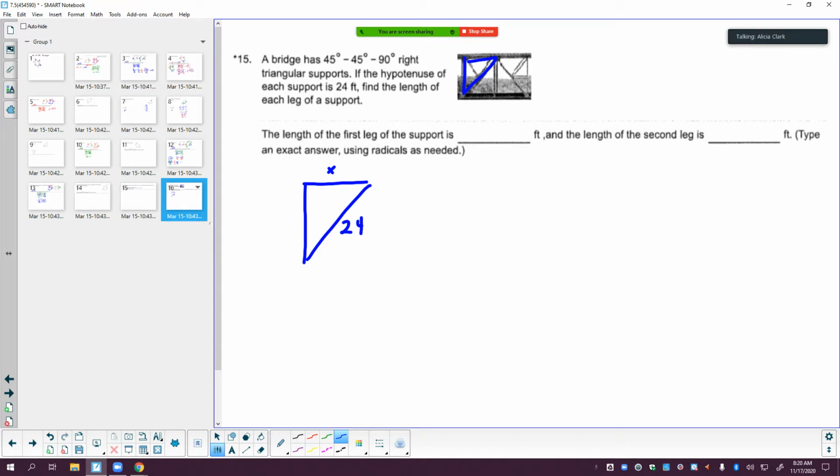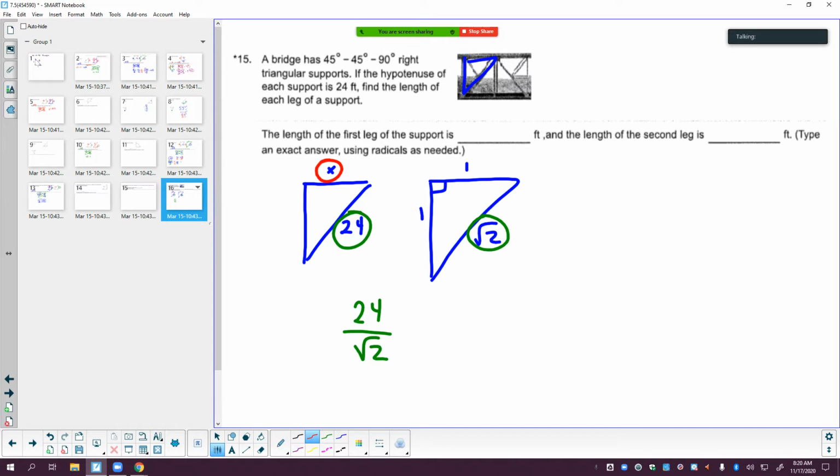So if I compare that to an original 45, 45, 90, which is 1, 1, square root of 2, now you can set up your proportion and solve that. If I set up my proportion, that's going to say that 24 and square root of 2, I can compare those, and x and 1, I can also compare those. So cross multiply here and here. 24 times 1 is 24. x times the square root of 2 is x square root of 2.